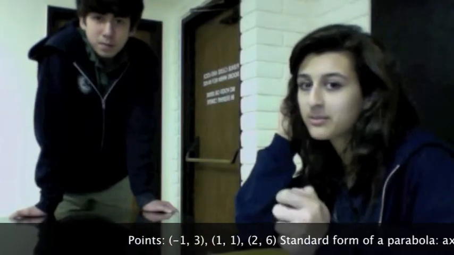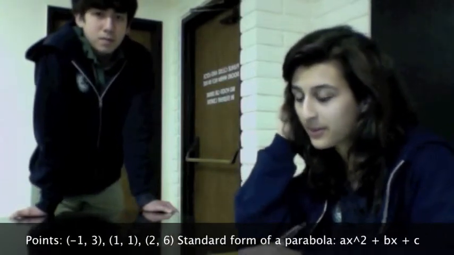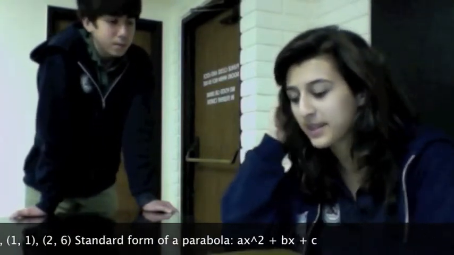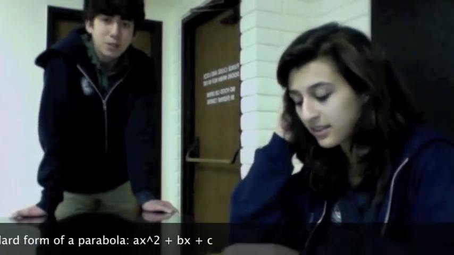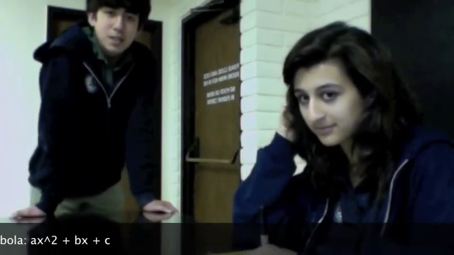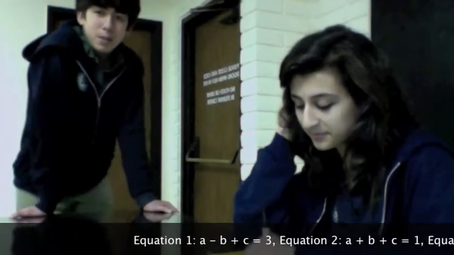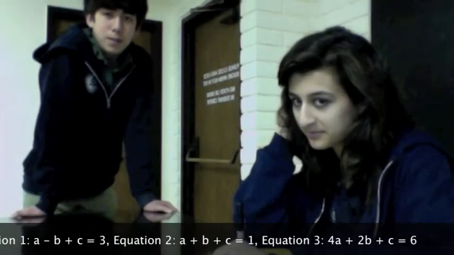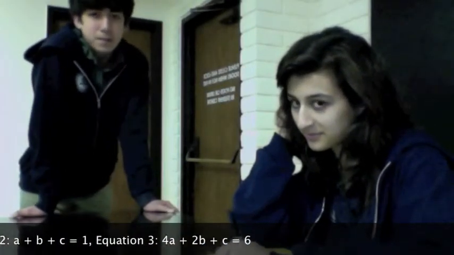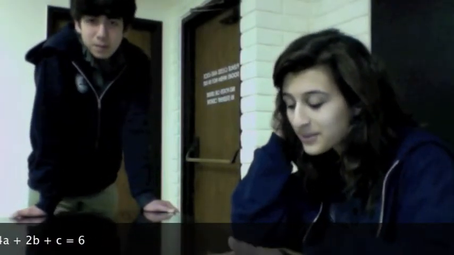We can plug those numbers into the standard form of the equation for a parabola, which is ax squared plus bx plus c. So all we need to do is plug those points into the standard form of the equation. The equations are a minus b plus c equals 3, a plus b plus c equals 1, and 4a plus 2b plus c equals 8. We can use substitution to solve this.